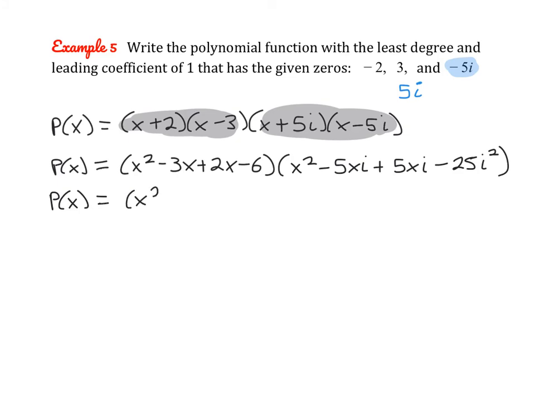So let's simplify what we have. So in my first polynomial, we can combine like terms. So we get x squared minus x minus 6. Here in the second polynomial, you'll notice that these cancel out. So that leaves us with x squared. And then remember that i squared, by definition, is equal to negative 1. So whenever you see i squared, it always simplifies to negative 1. So this actually becomes positive 25. All right, and now we just need to multiply this last part out.